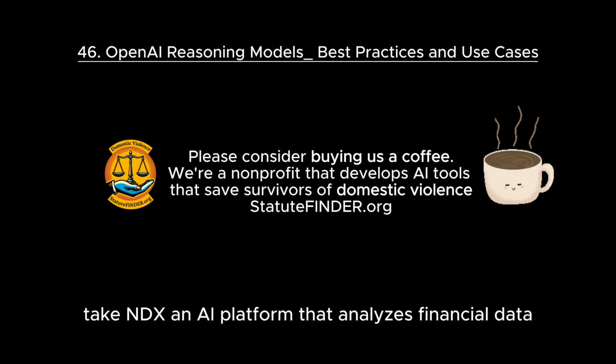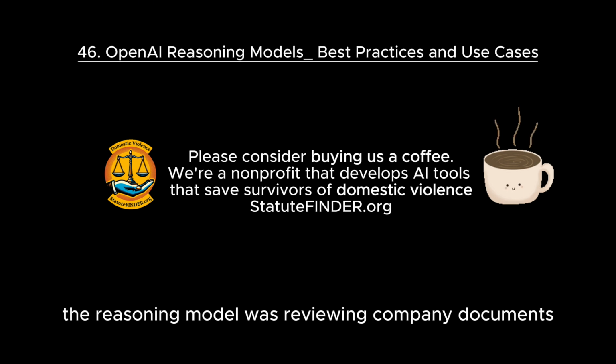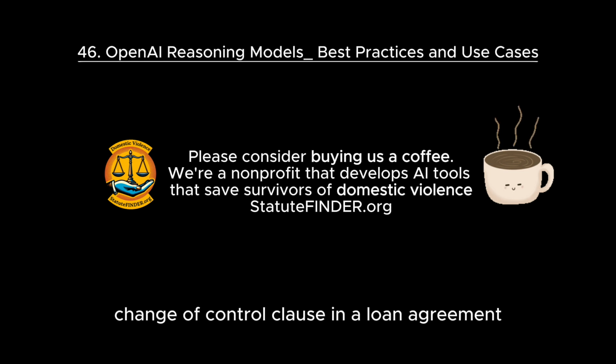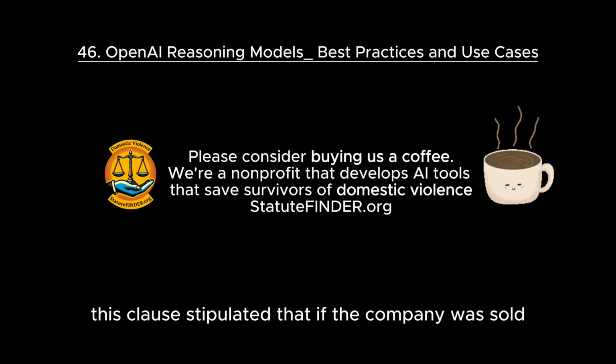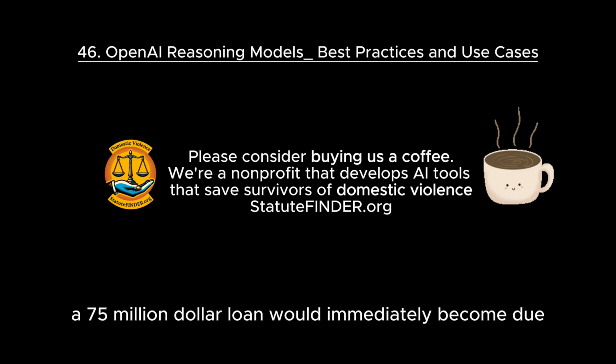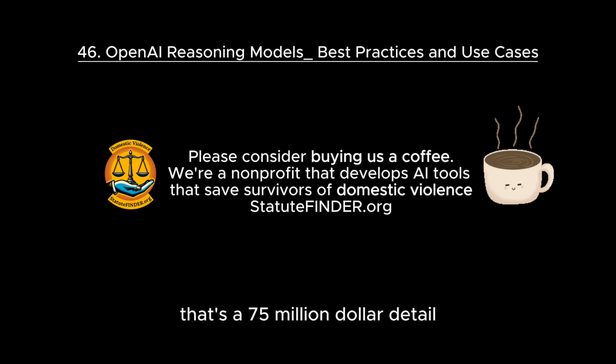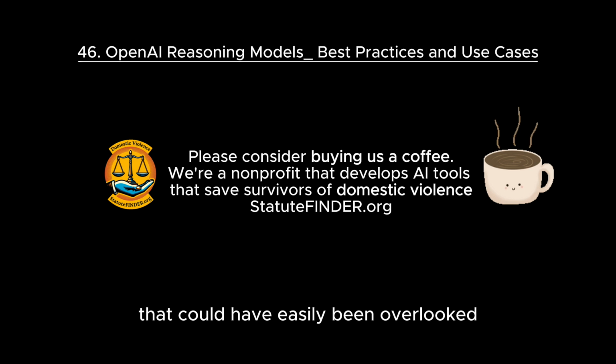Take Index, an AI platform that analyzes financial data. In one instance, their reasoning model was reviewing company documents and flagged a seemingly minor change of control clause in a loan agreement. This clause stipulated that if the company was sold, a $75 million loan would immediately become due. Whoa! Talk about finding a needle in a haystack. That's a $75 million detail that could have easily been overlooked.